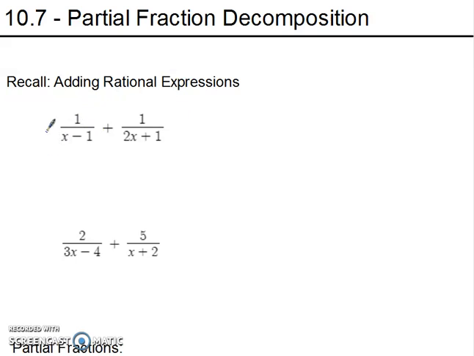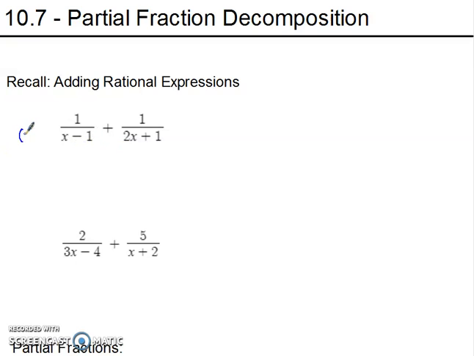In order to add rational expressions, I must have a common denominator. So if I look at the factored form of my first fraction, I have an x minus 1. And in the factored form of my second expression, I have a 2x plus 1. I can't factor these any farther, so these are the two factors that I'm going to use to find a lowest common denominator. That lowest common denominator will be the product of those two denominators.